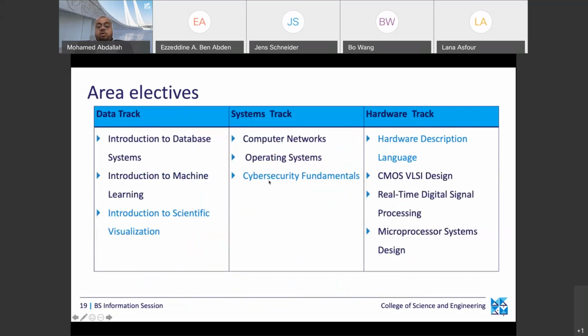These are examples of courses that we are offering. Then for the hardware track, you are going to take HDL, hardware description language, CMOS, real-time digital signal processing, microprocessor system design. So some of these courses are actually offered at HBQ, and some of them are even offered at Texas A&M or at CMU.